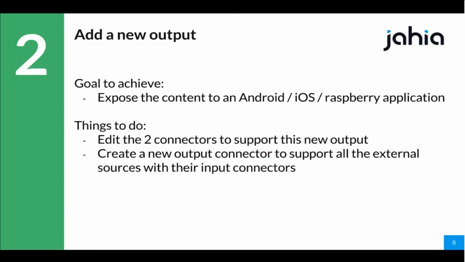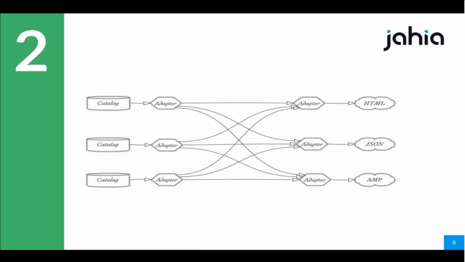And then if you have more and more outputs outside of HTML, for example, you have to render for Android, or for Google AMP HTML, you will have to, once again, develop and customize your Java code and create new connectors and things like that. So it starts to look quite complex. We have multiple catalogs, and for each of them, we have multiple adapters for the output of the catalog and for the rendering, depending on the outputs.